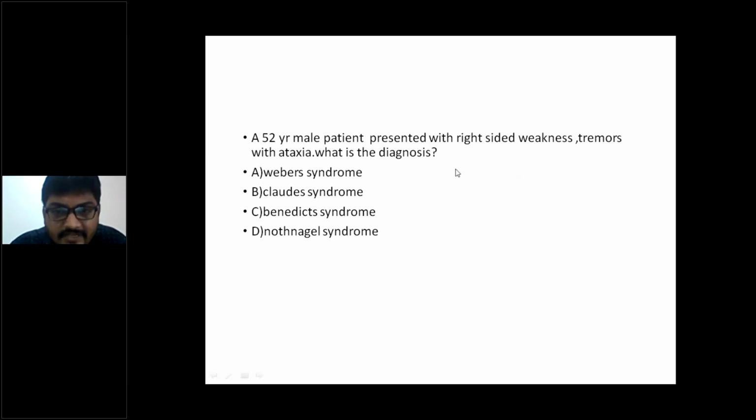A 52-year-old male patient presented with right-sided weakness, tremors with ataxia. What is the diagnosis? What is the answer?